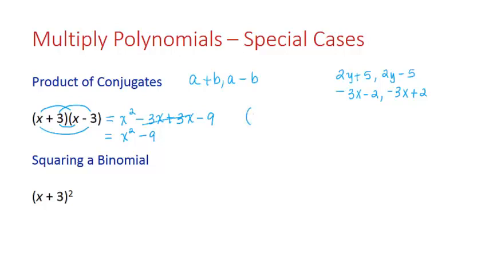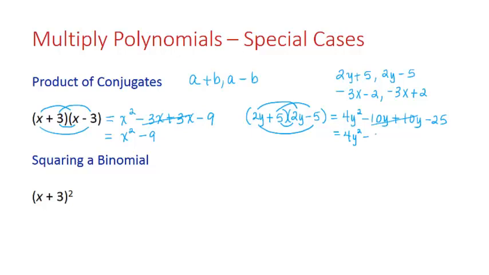Let's look at another case. 2y plus 5 times 2y minus 5. 2y times 2y is 4y squared. 2y times negative 5 is negative 10y. 5 times 2y is plus 10y. And 5 times negative 5 is minus 25. So notice again the inner and outer terms add to 0, and we're left with 4y squared minus 25.